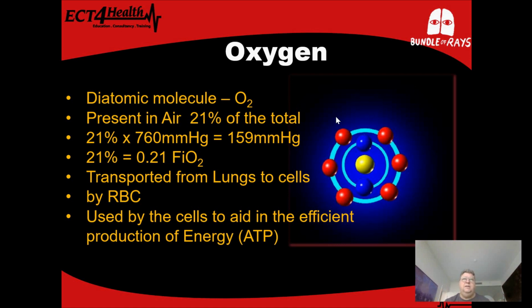It's present in room air, in the air that you're breathing on atmospheric Earth, at 21%. Now, it doesn't matter what altitude you go to. I mean, you've probably heard that there's less oxygen on, let's say, the top of Mount Everest. There isn't. It's still 21%. It's just that the air pressure is much less up there. And in a later video, we'll unpack just what that means. 21% of atmospheric air is the same as saying a fraction of inspired oxygen of 0.21. So 0.21 is the same as 21%.